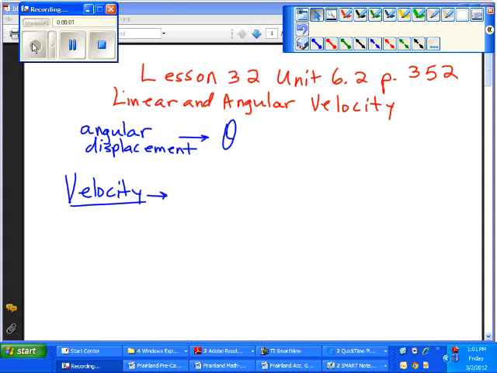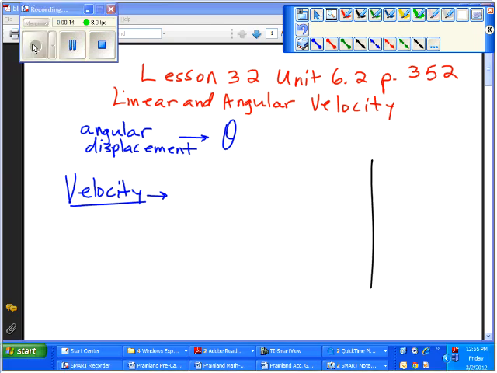Unit 6-2, page 352, linear and angular velocity. Now, the first thing we want to talk about is angular displacement. When we're talking about angular displacement, we would really be talking about the amount of rotation between the rays of that angle in a circular motion.